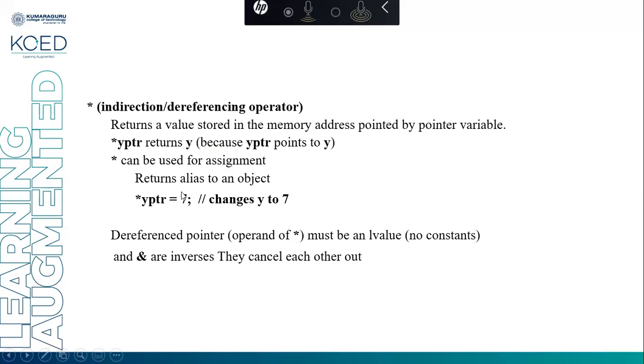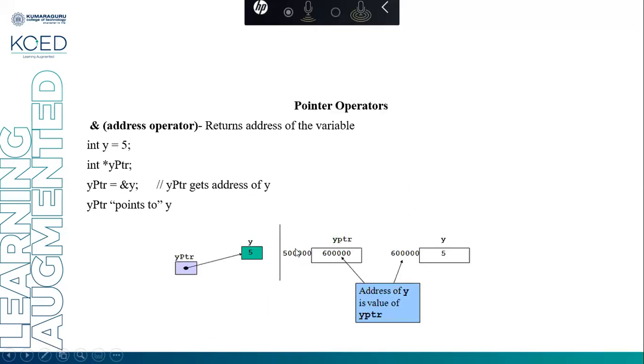For example, if you use star yptr, what will happen? If you give a star here, it will go to the memory address and fetch the value stored in that memory location. So yptr has the address 6 followed by 5 zeros. It will go to the memory location, and with the star, it will fetch the value. It will fetch the value 5 now.